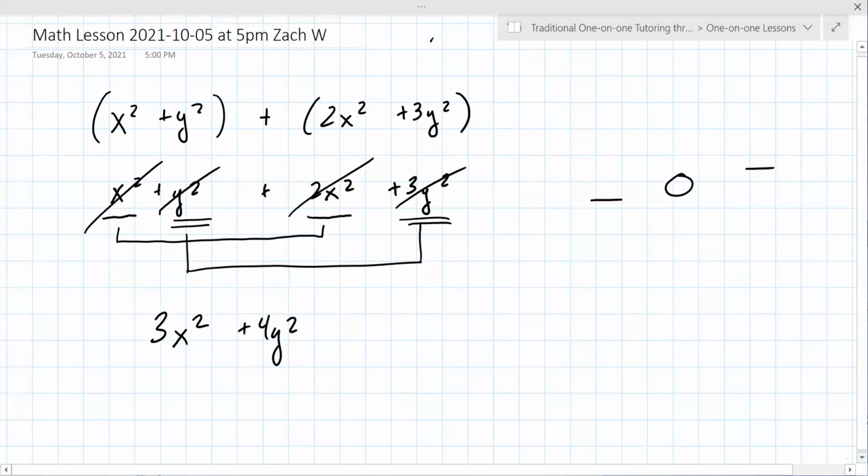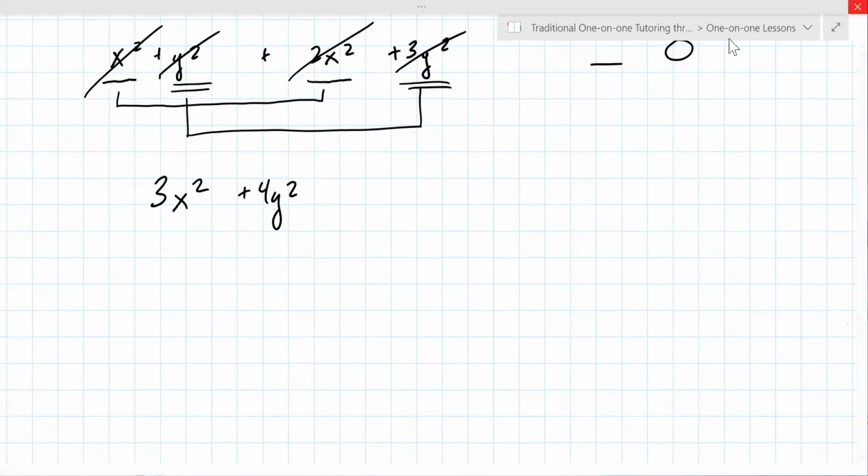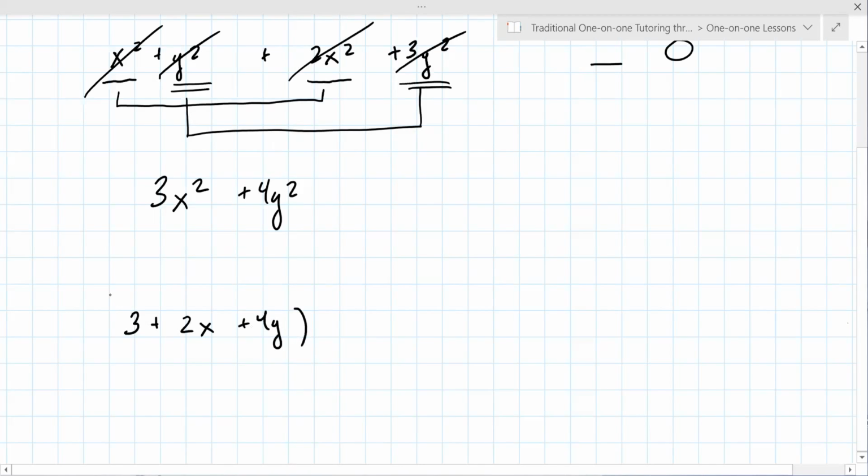All right, so let's take a look at another one here. Let's make this one a little more complicated. And then we'll move to some harder stuff here. Actually, yours aren't even that complicated, so let's not do that. Let's go 3 plus 2x plus 4y plus 4 minus 3x minus 5y.